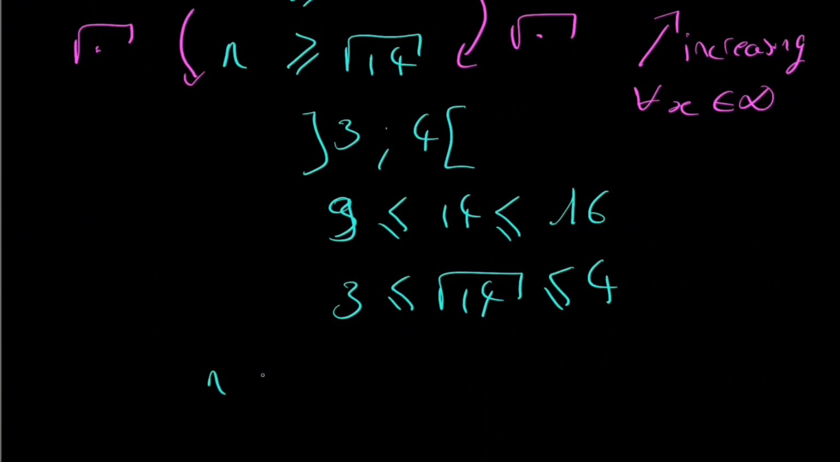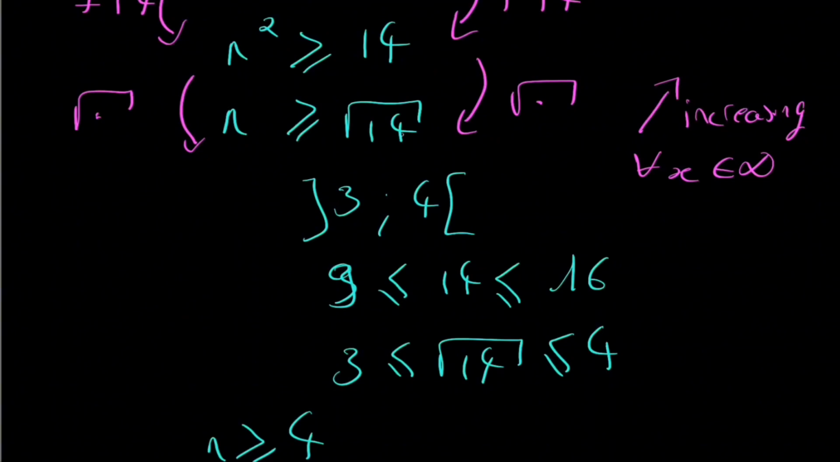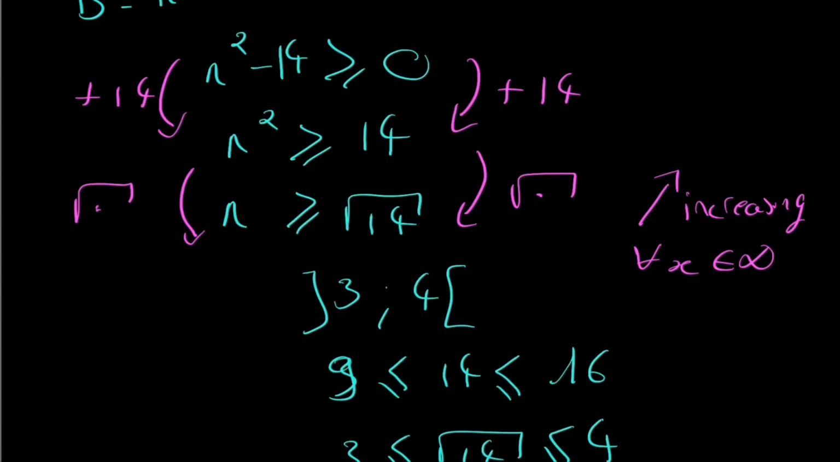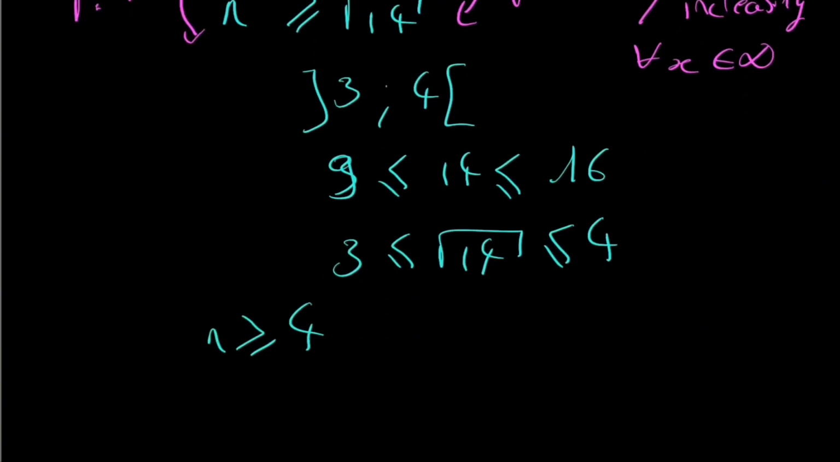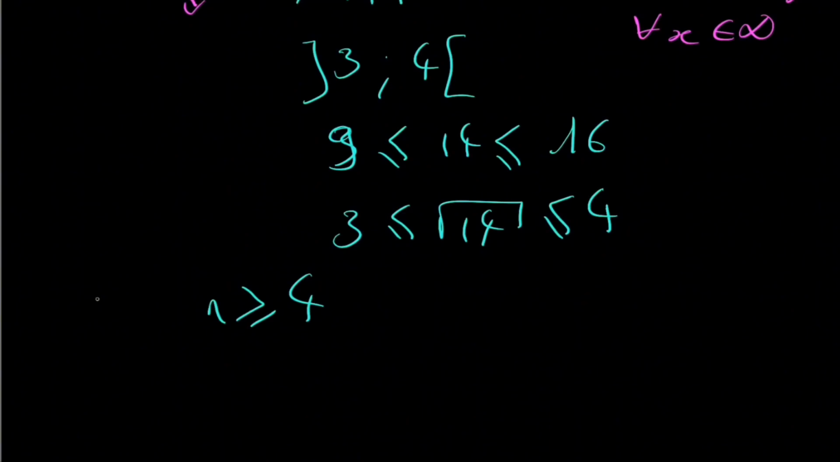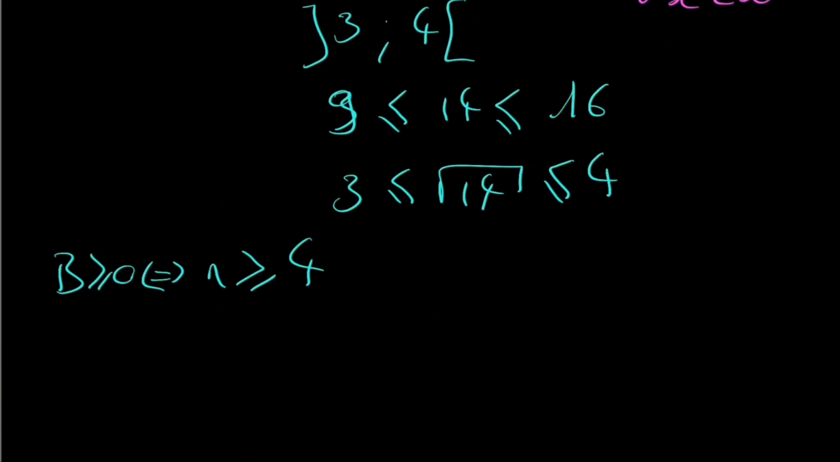And so we want n greater or equal to 4, because we want this to be true. We cannot choose 3, because for 3 the expression will be negative. But the limit is something between 3 and 4, so let's choose 4. So b superior or equal to 0 is equivalent to n greater than or equal to 4.